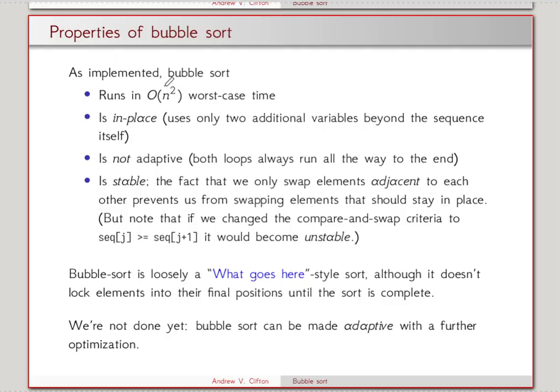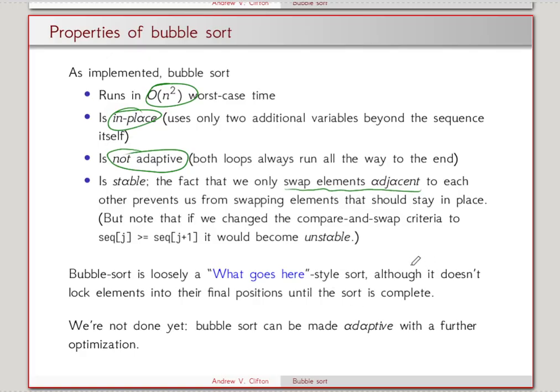So as we've written this, bubble sort runs in n squared worst case time. It's in place, we don't make a copy of the vector. It is not adaptive. There's no breaks or returns inside of either of the loops that would let us get out early, so it always runs in n squared time. But it is stable because we only ever swap things that are right next to each other. We don't do long distance swaps like in a selection sort. So that makes this a stable sort.